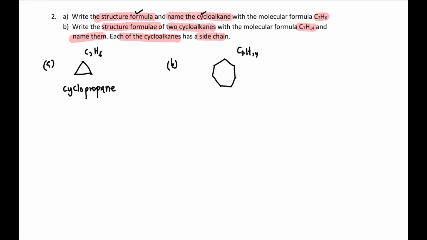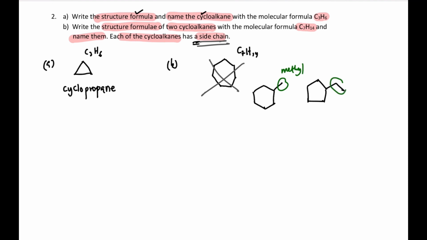Oh, okay, so we cannot draw like this. So this is not the correct one. Cannot, because must have side chain. That means they must have a branch. So let's say we just draw 6 and then 1. And the other one maybe has a side chain, so maybe we draw 5 and then 1 2, because there's only one side chain. In this case the side chain is methyl with 1 carbon. In this case the side chain is ethyl.